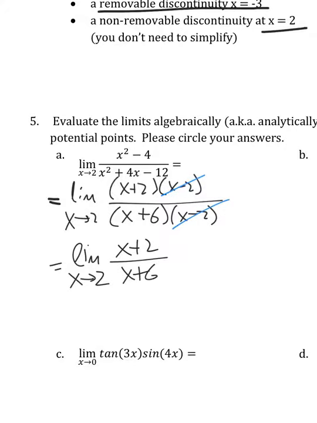Well, now 2 is not a problem. 2 was a problem here, because if you plug 2 in here, you'll get 0, and plug 2 in here, you'll get 0. But if you plug 2 in here, it's not a problem. So let's go ahead and do that. We get 2 plus 2 over 2 plus 6, which is 4 over 8, which is a half.